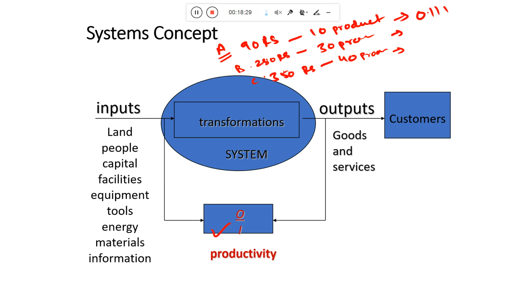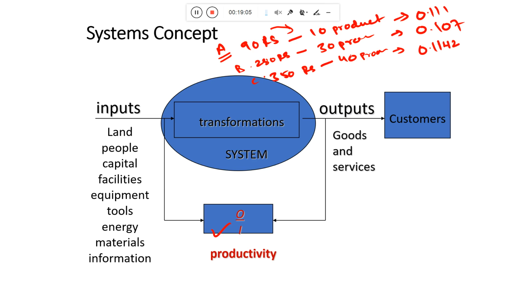Can you calculate 30 by 280 quickly? Quickly calculate. 0.107. And the next, 40 by 350. 0.1142. Okay, so here I am telling you again, clear the concept and clear the difference between the production and the productivity.